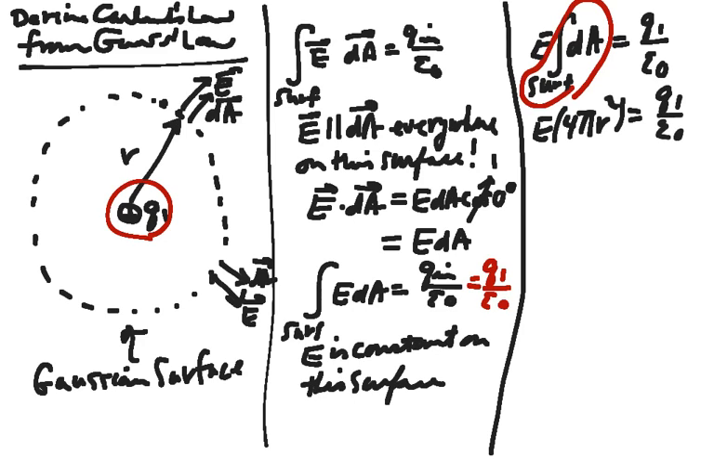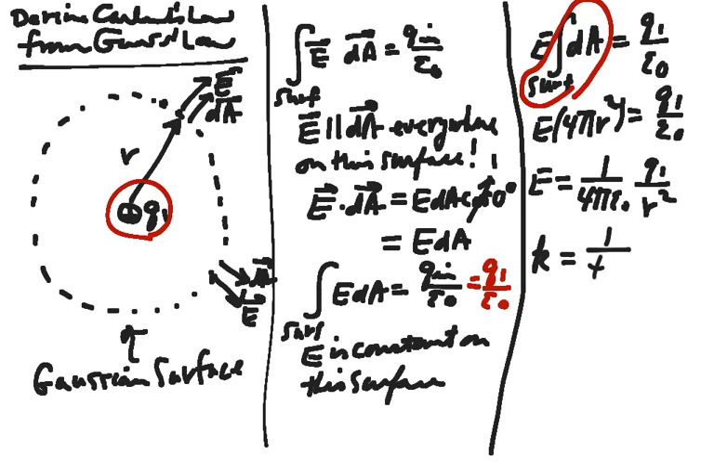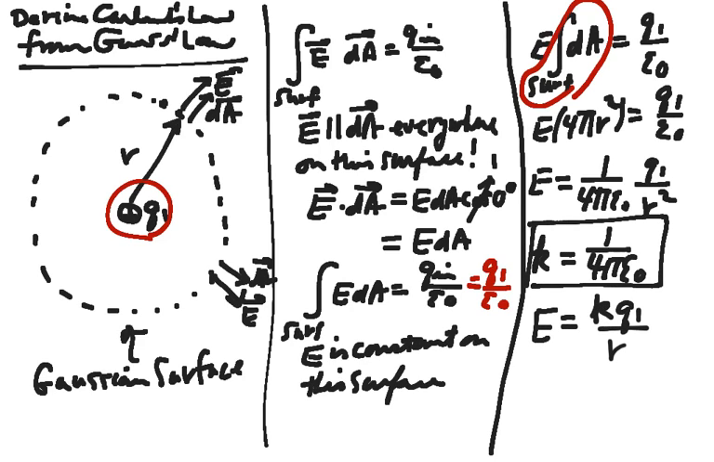Alright, sounds good. Solving for E, we have that E is equal to 1 over 4 pi epsilon naught times Q1 over r squared. If we let k be equal to 1 over 4 pi epsilon naught, which is our famous 9 times 10 to the 9 constant, then we now have that the E field is equal to k Q1 over r squared. That's the E field everywhere on our Gaussian surface, moving radially outward. We're almost done.